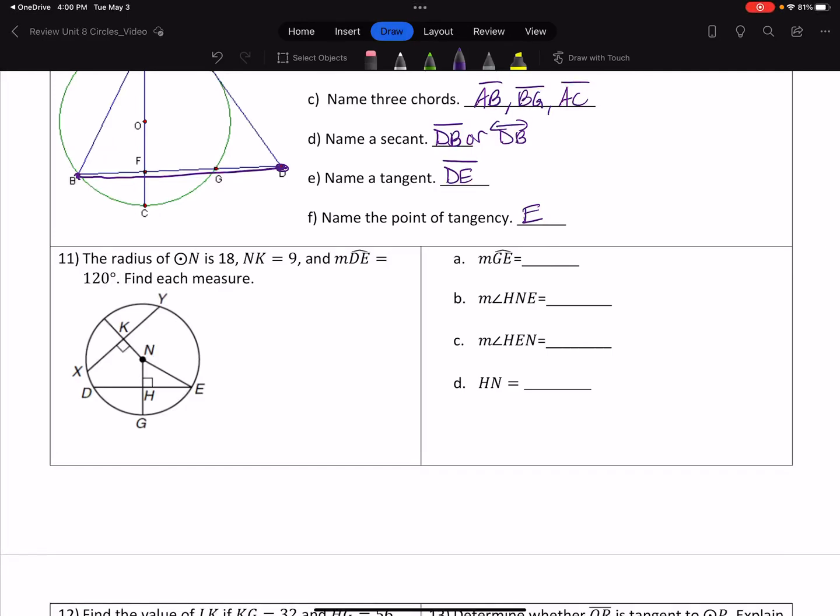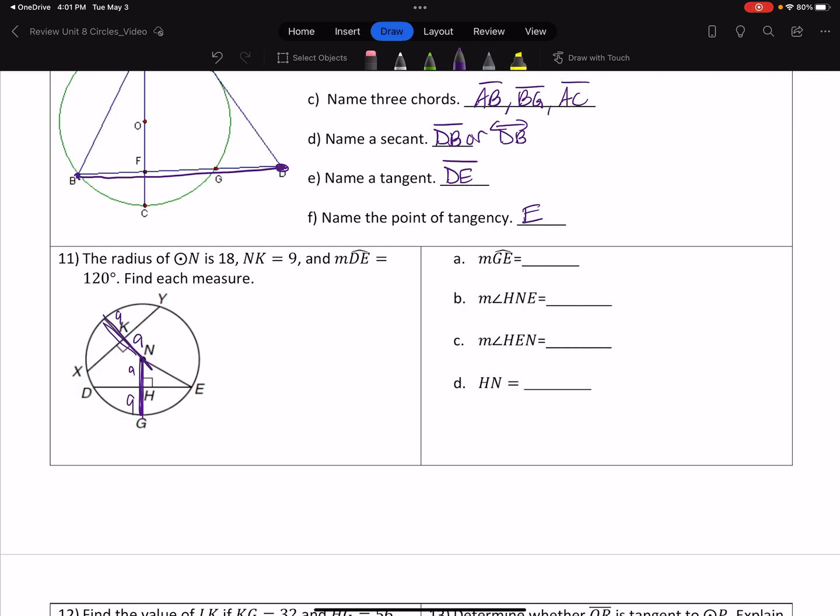Okay, now we are on to B. The measure of, so it says circle N is 18, so the radius is 18. So this is 18 and this is 18. NK is equal to 9, which means this part's equal to 9, this is 9, and this is 9.